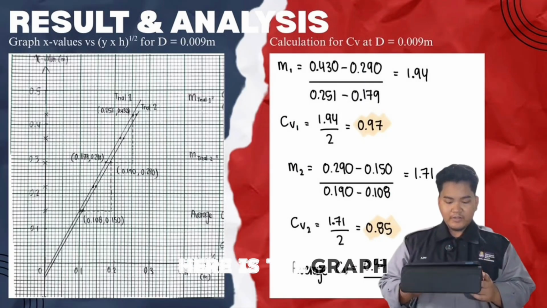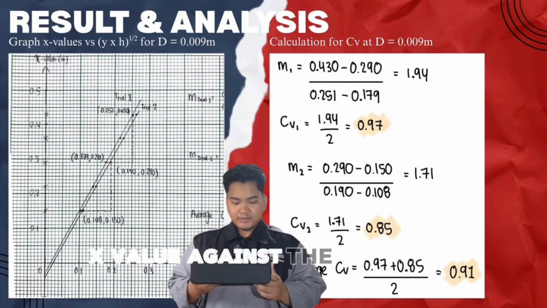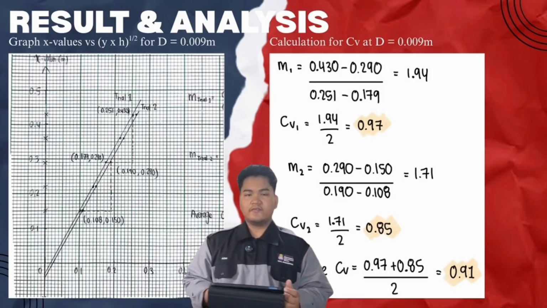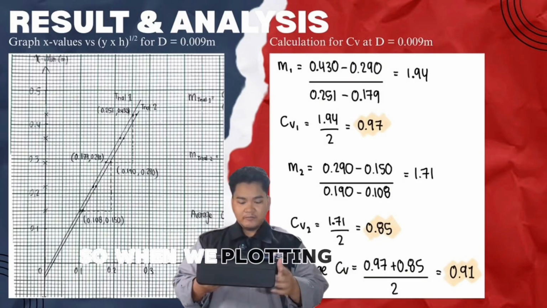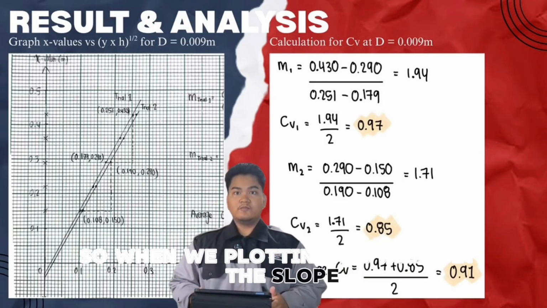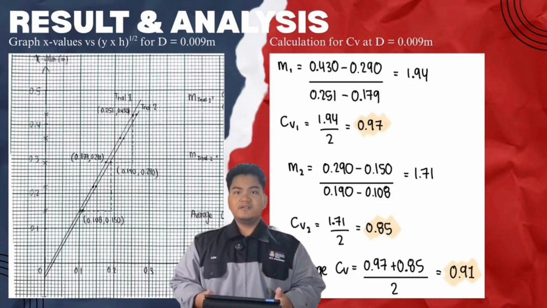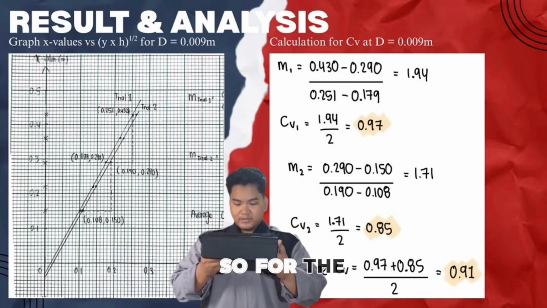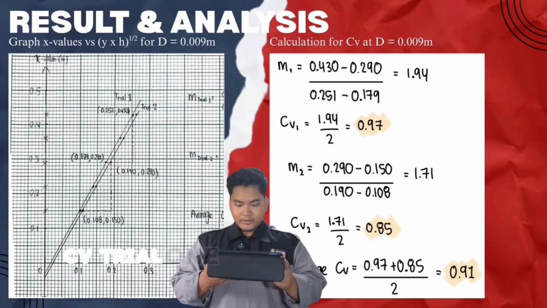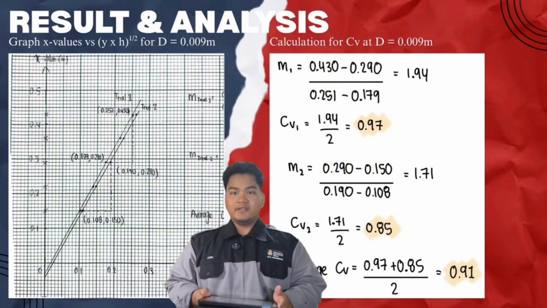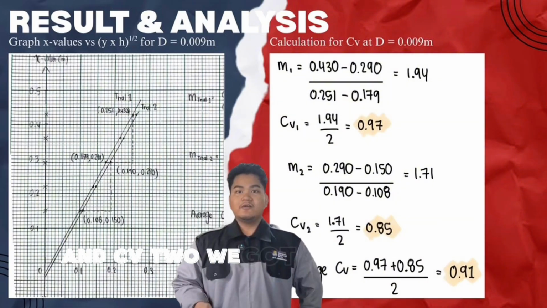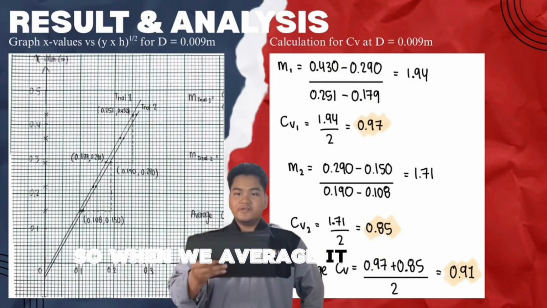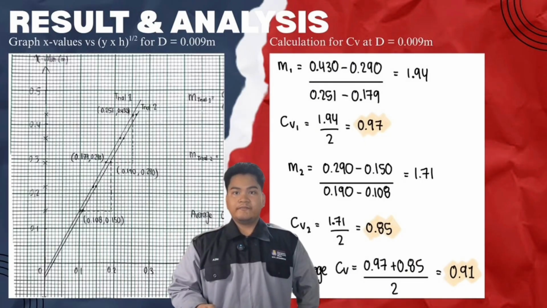Here is the graph, X value against Y times H to the power of half. When we plot, we will get the slope. Then the CV formula is slope over 2. So for the CV trial 1, we get 0.97. Then CV2, we got 0.85. So when we average it, we get 0.91.